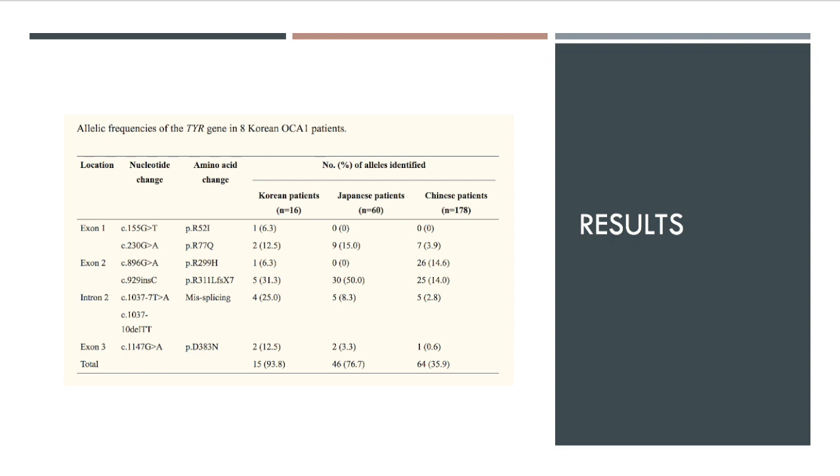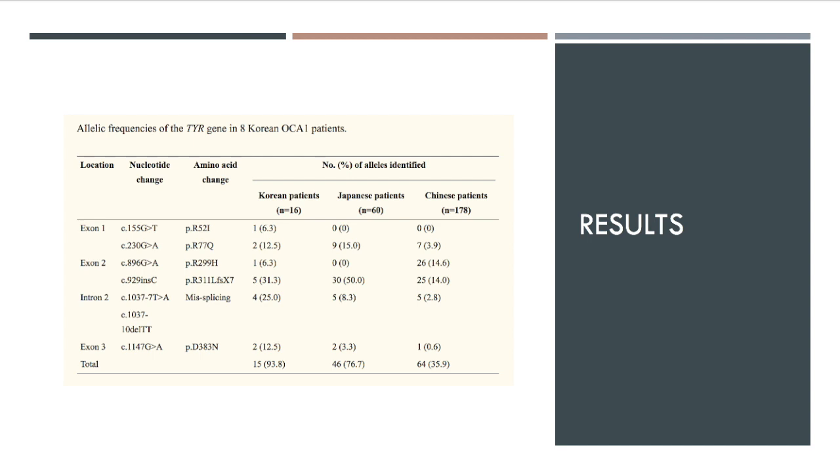The data shown here provides the TYR mutation's location, nucleotide change, amino acid change, and number of alleles identified. Notice that there are 6 distinct mutations consisting of 4 missense, 1 frameshift, and 1 splice site, and 15 alleles of 8 OCA1 patients. Again, I will run through each of these categories for the first TYR mutation for further understanding.